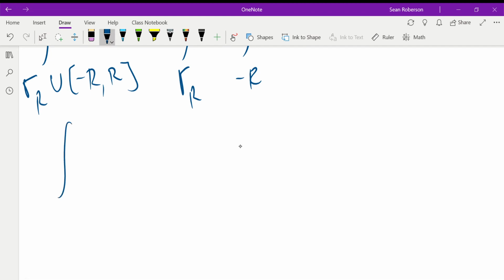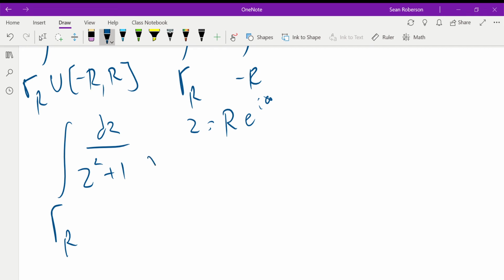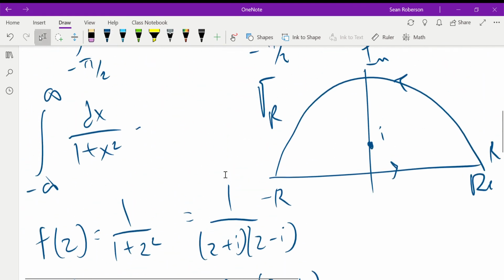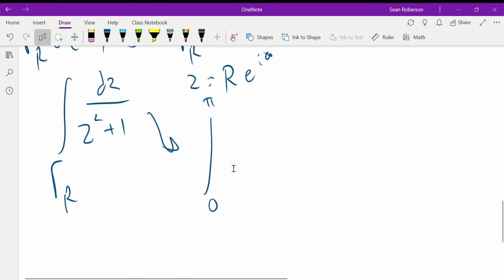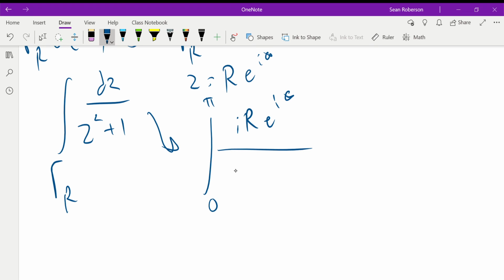So we look at the integral over gamma r of dz over z squared plus 1, and we'll employ the usual parametrization. We'll let z equal r e to the i theta. And so now this integral just becomes an integral from 0 to pi. Remember, we're working with the semicircle, so theta goes from 0 to pi. Now, this is the integral from 0 to pi. Well, dz is just i r times e to the i theta. On the bottom here, we'll get r squared e to the 2i theta plus 1, d theta.